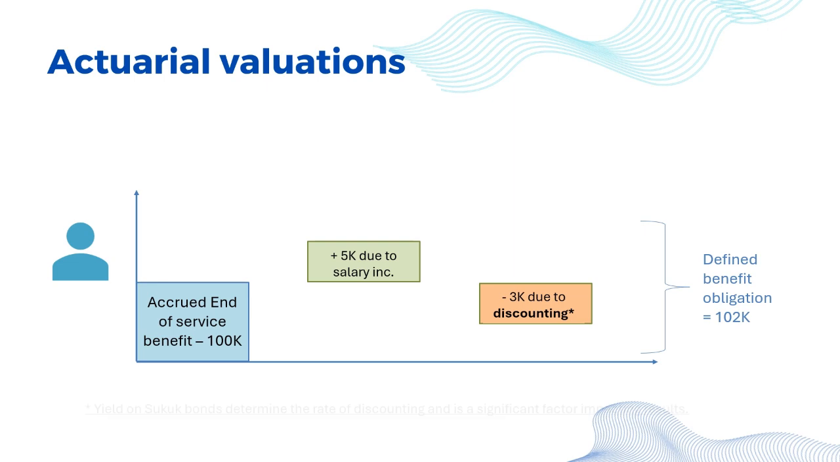Sukuk bonds play a crucial role in the actuarial valuation of Saudi end-of-service benefits. The discount rate used in the valuation is determined using the yields of Sukuk bonds. Higher yields on Sukuk bonds result in a lower present value of liabilities, and vice versa. Actuaries use the spot yield of Sukuk bonds with appropriate durations to select the discount rate for valuation.